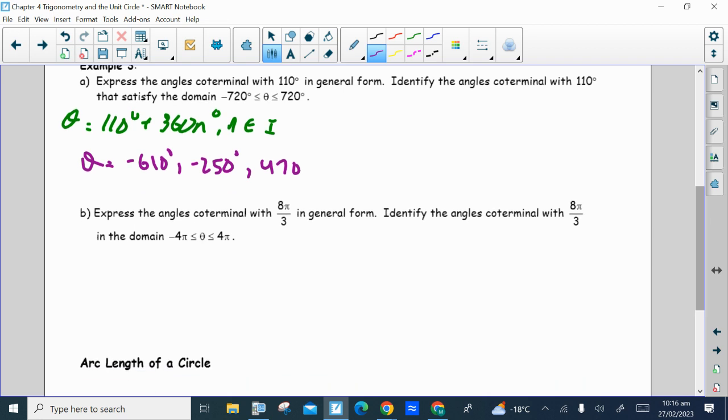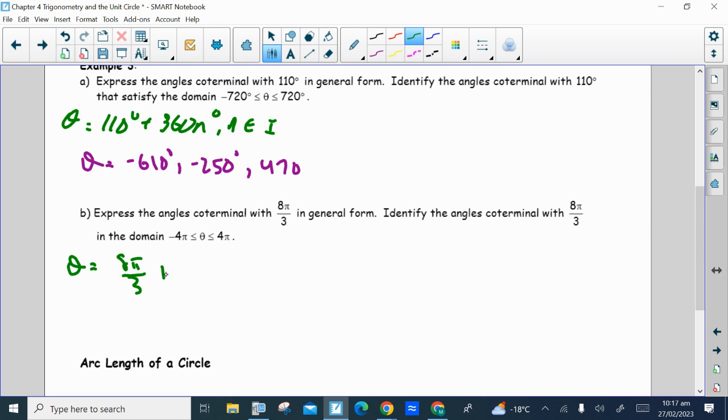So this next one, now the angle is in radians. If we want to state all angles coterminal with 8 pi on 3 in general form, we would say that theta is 8 pi on 3, which is in radians now. Whenever you have an angle expressed in terms of pi, that's radians. Or if there's no degree symbol, meaning no unit given, that's also radians.